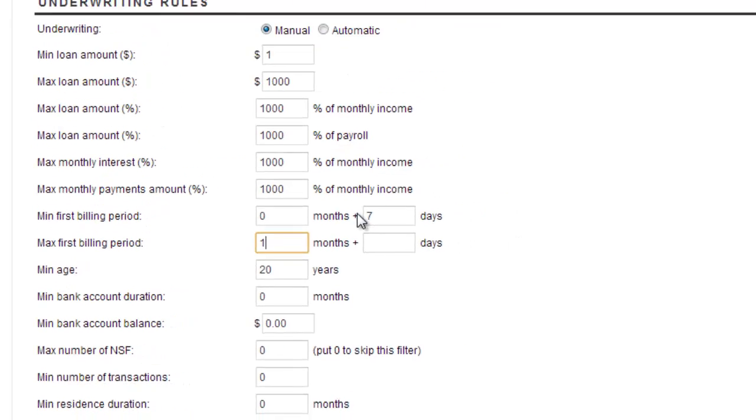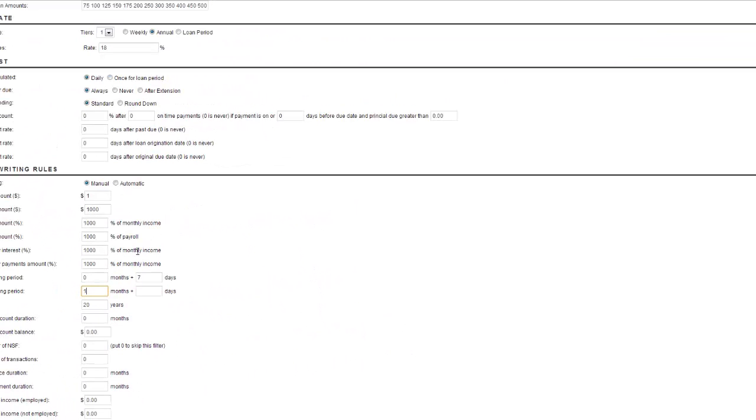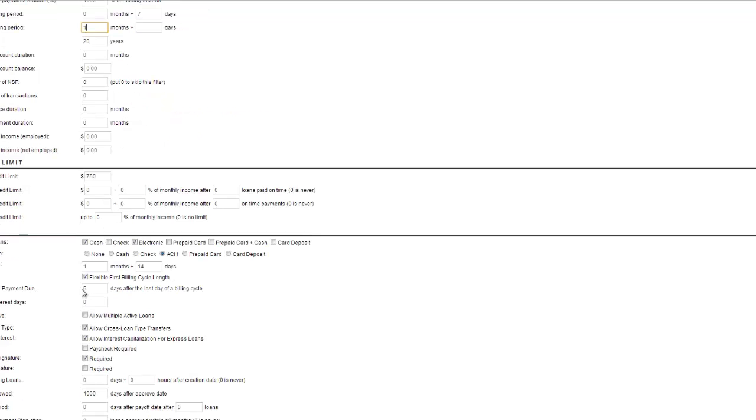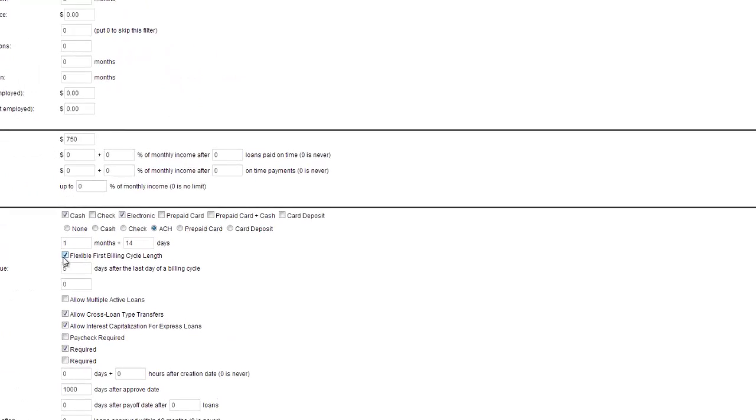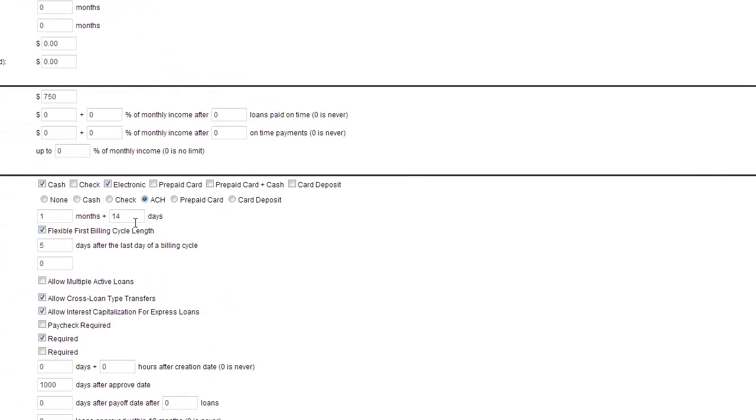It's also important to note that auto payments use an auto extension. Right here, the flexible first billing cycle length should be checked if the first billing cycle is allowed to have a different length from the rest of the billing cycles. This makes it easier on the customer when they're making their first payment. They're allowed a little more leeway.